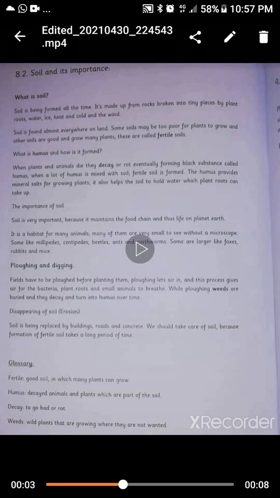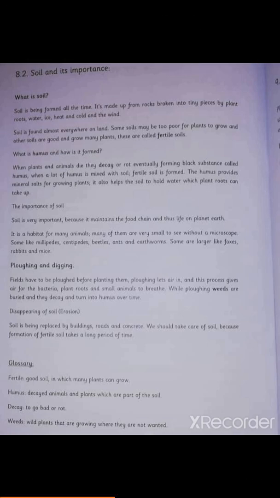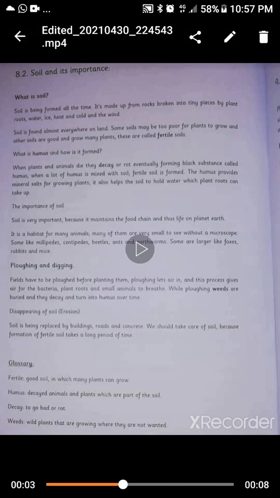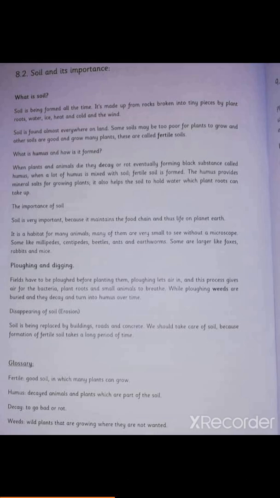The importance of soil. Soil is very important because it maintains the food chain and thus life on planet Earth. It is a habitat for many animals. Many of them are very small to see without a microscope. Some like millipedes, centipedes, beetles, ants, and earthworms. Some are larger like foxes, rabbits, and mice. So soil is important for the cycle of life. From it grows nutrients for some animals and insects, and sometimes it's a habitat or home for other smaller ones.